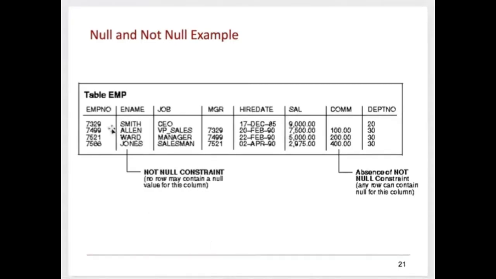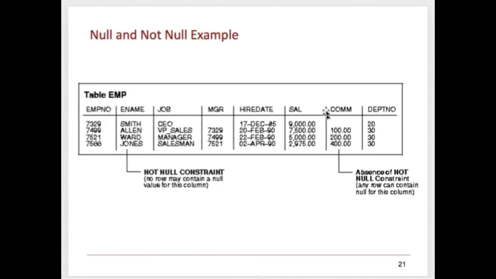Okay, look at here. This table is employee, the emp table, and it has attributes: employee number, employee name, job, manager, hire date, salary, commission, and department number. And we mentioned this column, employee name, as not null. So it means you cannot leave it vacant. You cannot leave it blank. It is not possible that you insert a new record and this employee name is absent. We do not allow this.